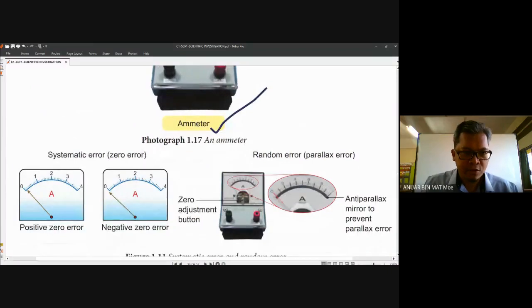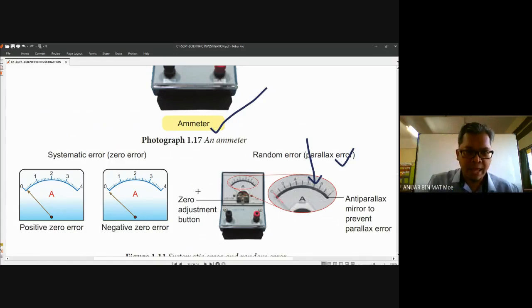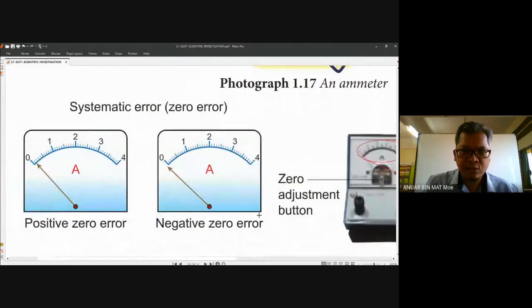So you also have a parallax error here because it has a scale. What is parallax error? Still remember? It is because the positioning of your eye is not parallel to the scale. Maybe you tilt your head a bit, about 45 degrees or more, whatever the angle. So you need to look at the scale parallel to avoid parallax error. And then also when you use an ammeter, there is what we call a systematic error, or a zero error.